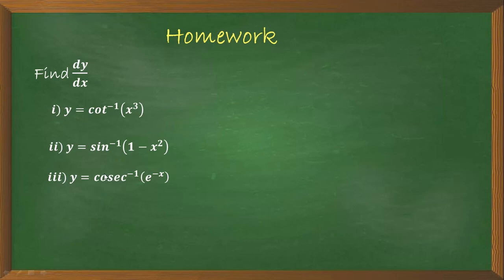And third one is y is equal to cosec inverse of e raised to minus x. Original function is cosec inverse x. You know the derivative of cosec inverse x. So here it is composite function cosec inverse of e raised to minus x. In place of x there is e raised to minus x. So if you remember all those standard rules, then you can differentiate this with respect to x. So try this as a homework.